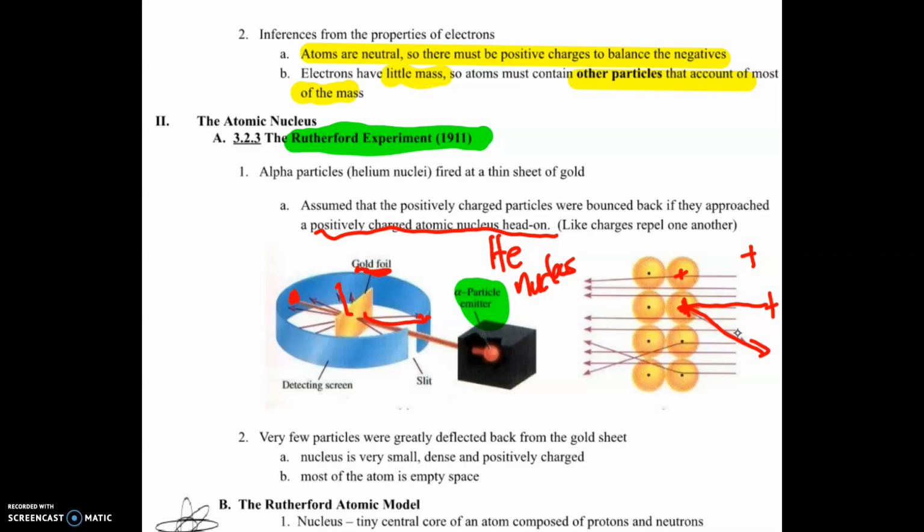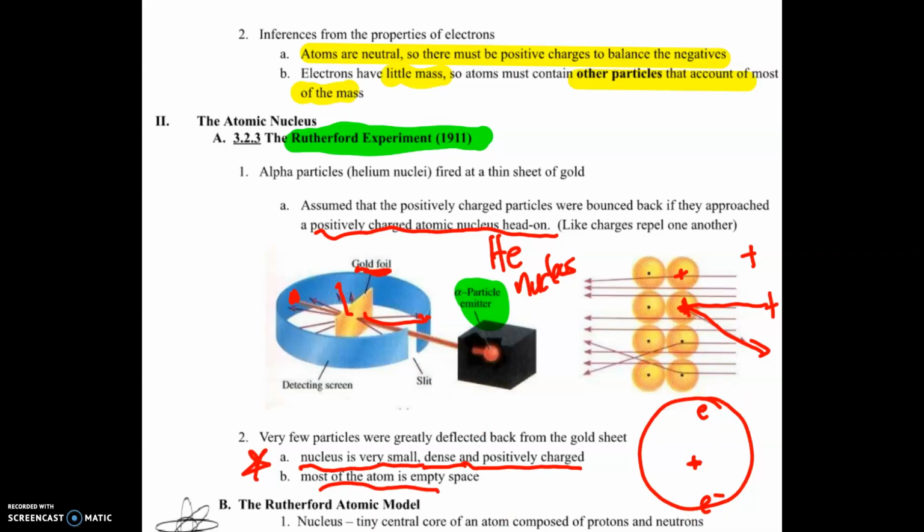So here were his conclusions. Very few particles were greatly deflected back from the gold sheet. Since most of them went right through, that meant most of them were traveling through empty space. So that means the nucleus is very, very small, very, very dense, and has a positive charge. Most of the atom is empty space. If we sketched what his model looked like, we have a small, dense, positively charged nucleus, and then mostly empty space, and there's some of those electrons around.